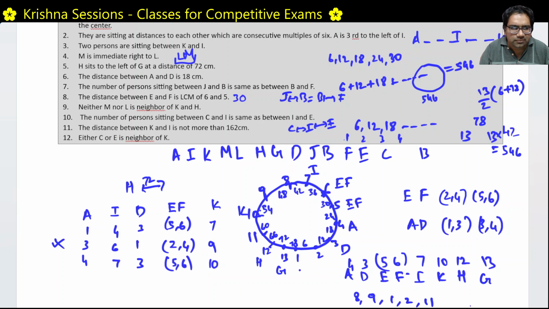So M will sit here, L will sit here. M is at 1, L at 2, right? Now we have three slots 8, 9, and 11. In this 8, 9, and 11, which are the letters that are left? ML is done, right? J, B, and C. These are the letters that have to be accommodated.